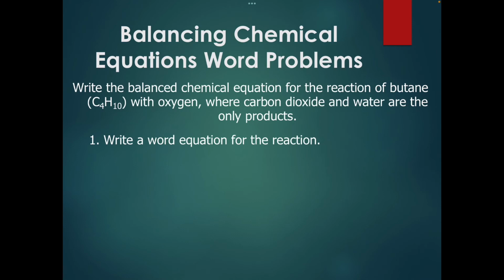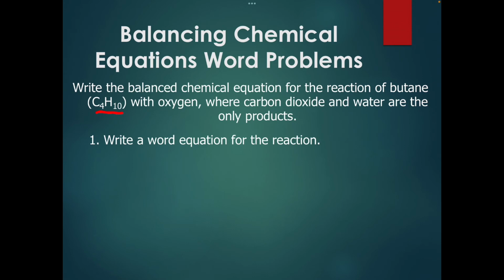This says write the balanced chemical equation for the reaction of butane, and I gave you butane, with oxygen, where carbon dioxide and water are the only products. So a little bit different. This says that butane is reacting with oxygen. So we know those are going to be our reactants. And then it says the products are carbon dioxide and water.